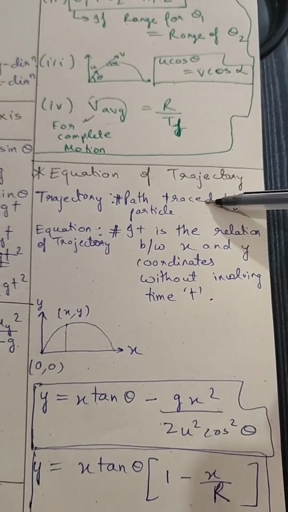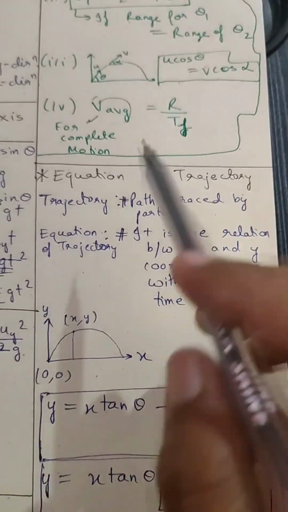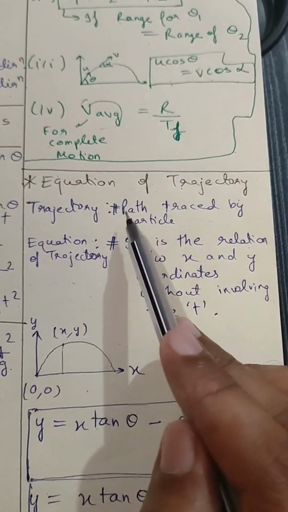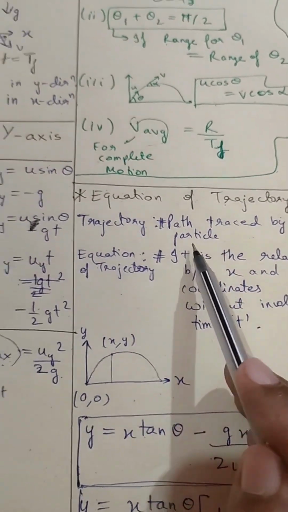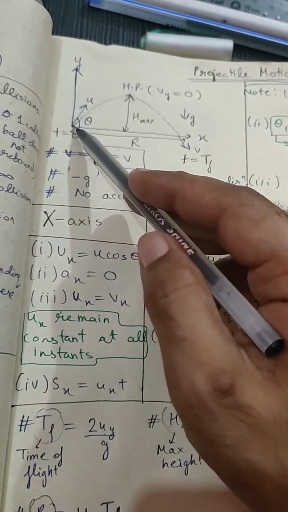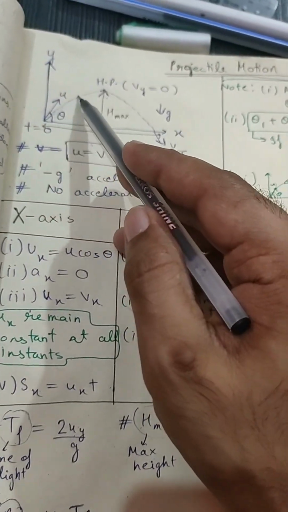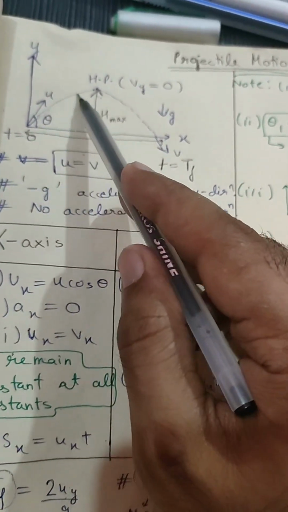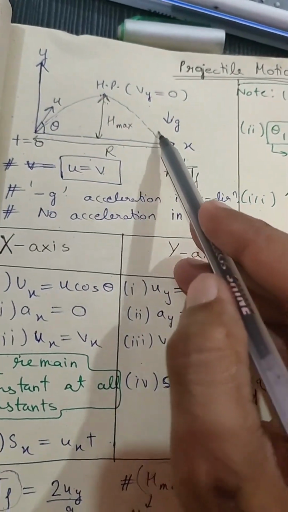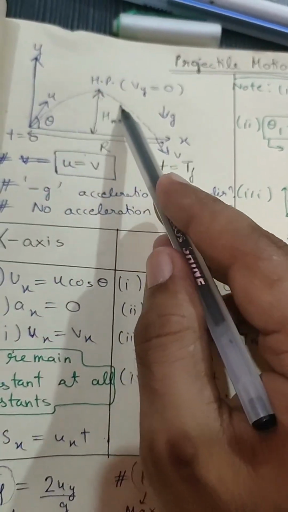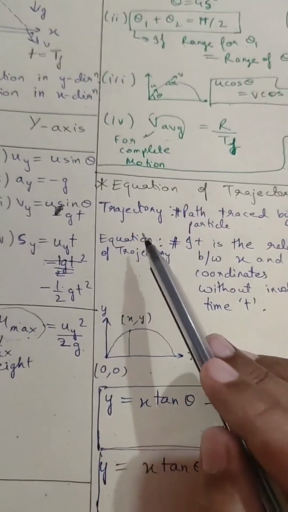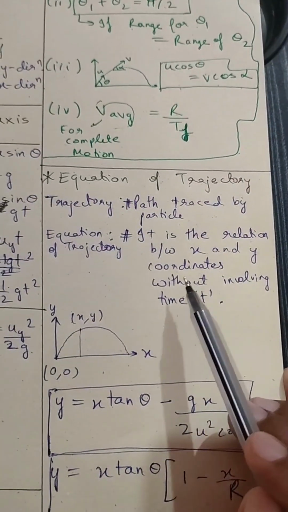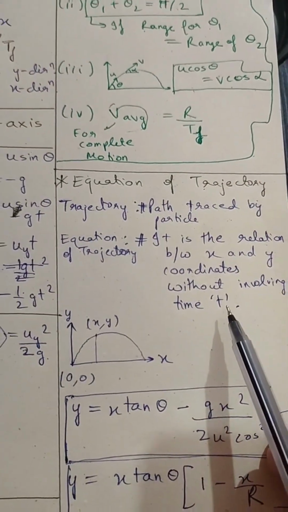And then we have the last topic for discussion, which is the equation of trajectory. So what is a trajectory? Trajectory is the path traced by the particle. If the ball goes from here and then reaches the ground, the path traced by the particle is the trajectory of the particle. And what is the equation of trajectory? It is the relation between x and y coordinates without involving time t.